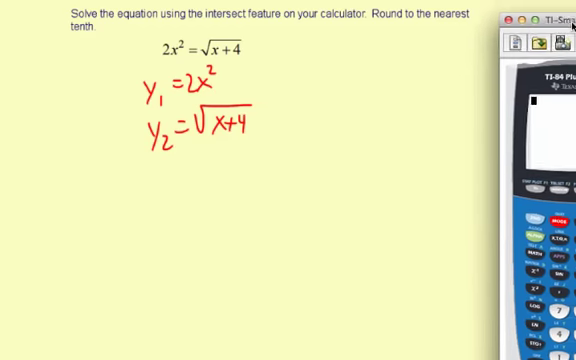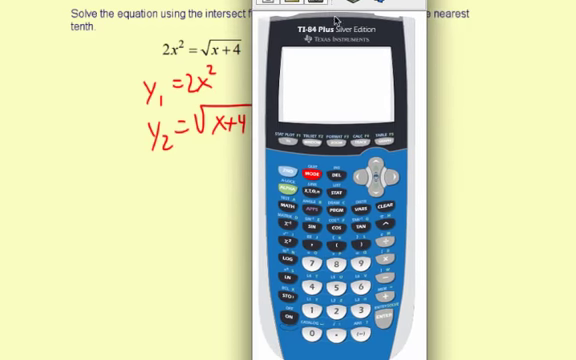Okay, so let me bring in the calculator. So y equals, enter in the first function, 2x squared. And then enter. Now the second function is square root of x plus 4. Okay, now we're going to hit graph.